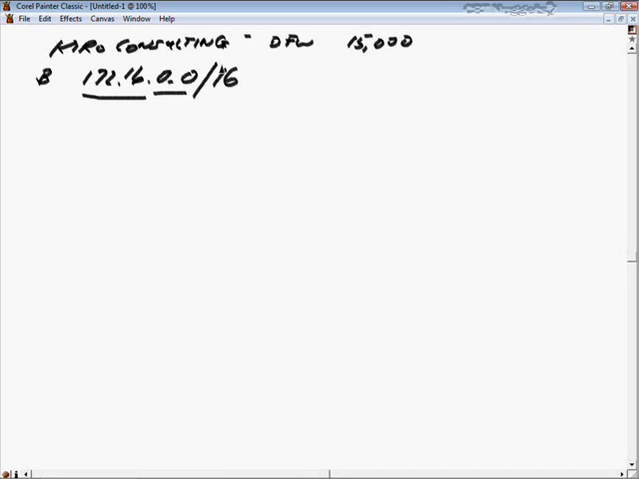But if you look at these 16 bits we have for the host, on this network of 172.16.0, that gives us 2 to the 16th power minus 2. Remember, 16 bits here for host. And that is just absolutely way too much. It's like 65,534.